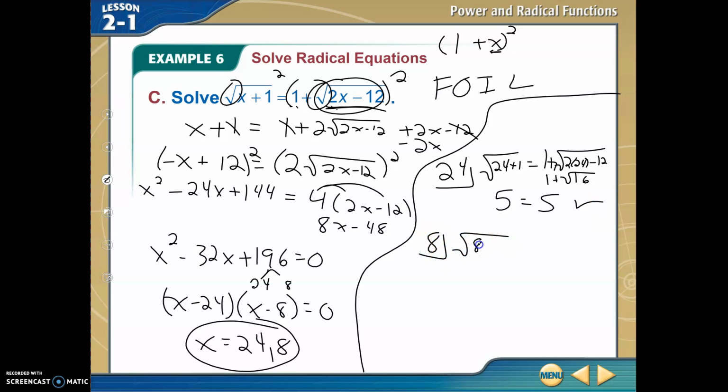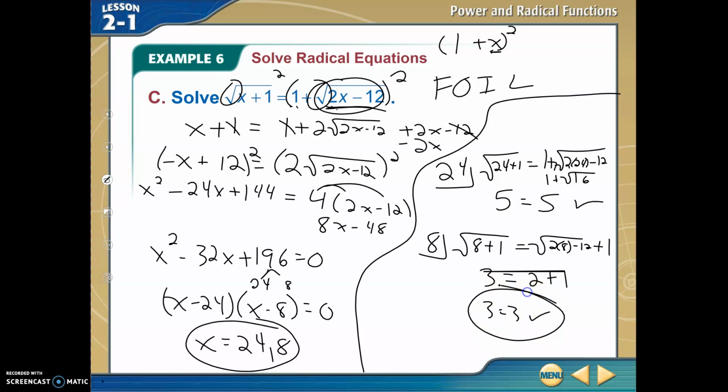Okay, and if I check 8, so square root of 8 plus 1 is 9, and square root of 2 times 8 minus 12, okay, square root of 9 is 3, 2 times 8 is 16, minus 12, so you get 4. Square root of 4 is 2, but I forgot the plus 1 in there. So plus 1, so 3 equals 3. So both of those end up working. So that would be our solution. So both 24 and 8 work in this case.